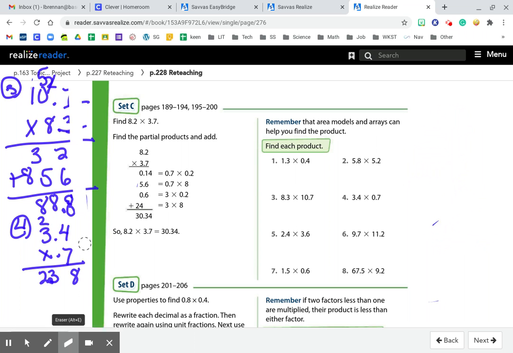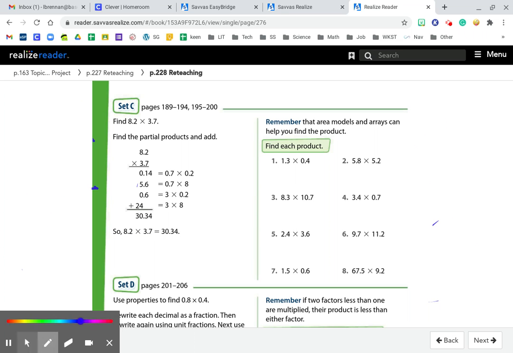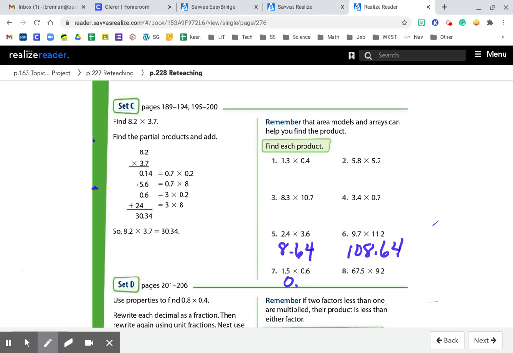I am going to let you finish these on your own and check your work on a calculator, because the bell's going to ring any second. I'm running out of time here. As you're checking your work, make sure you show all your work. Show all your work. You can use this to check your work.